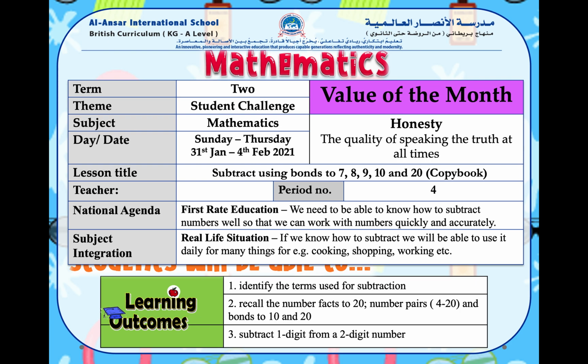In this lesson, we are going to learn how to subtract using bonds to 7, 8, 9, 10 and the number 20. At the end of this lesson, you will be able to identify the words used for subtraction, recall the number facts to 20 and number pairs 4 to 20 and bonds to 10 and 20. We will also be able to subtract one digit from a two-digit number.